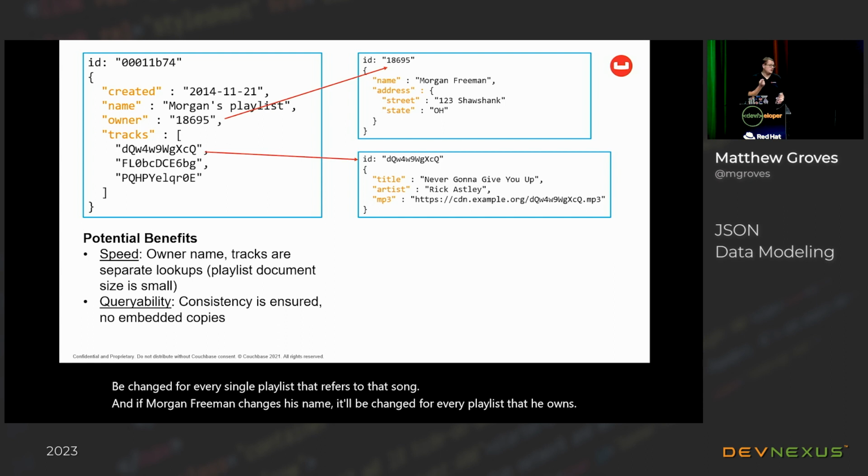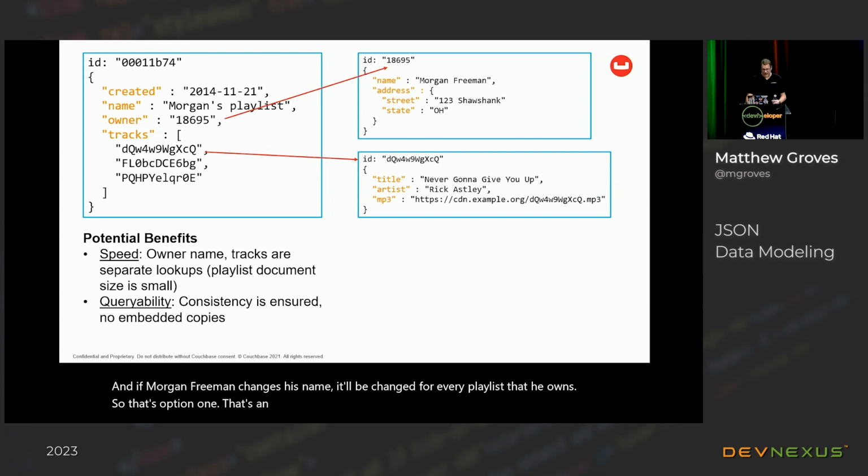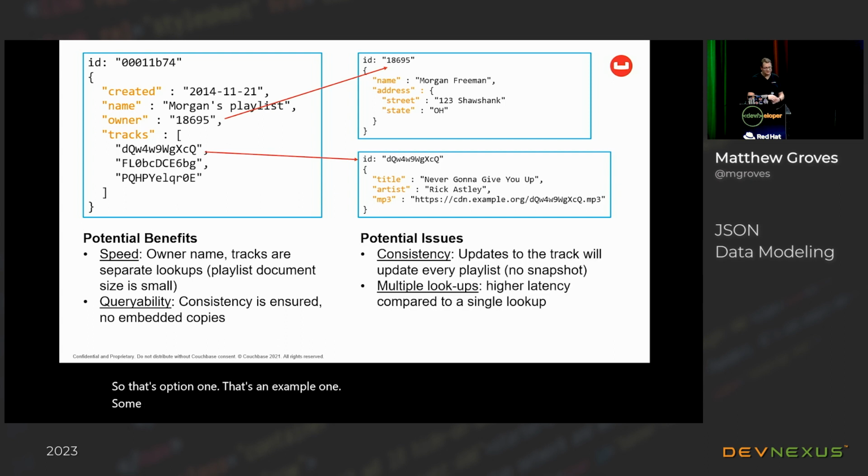So that's option 1. That's example 1. Some potential issues with that. Consistency is a potential issue because updates to the track, this is kind of the reverse side of that coin, is that every update to that track is going to update the playlist. So for playlists, that's probably okay, right? But think about an order on an e-commerce site.